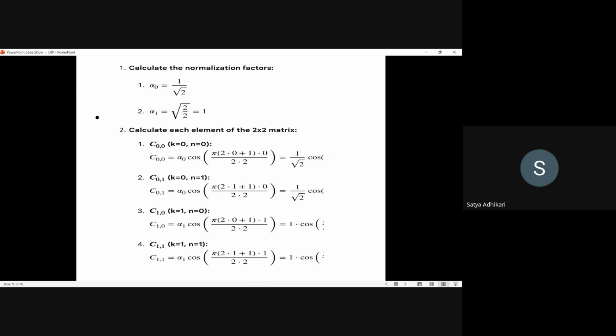So we got the answer. The first is 1 by root 2. The second is 1 by root 2. The third is 1 by root 2. And the fourth one is minus 1 by root 2. You know it? 1 by root 2, then 1 by root 2, then 1 by root 2, and the last one is minus 1 by root 2.